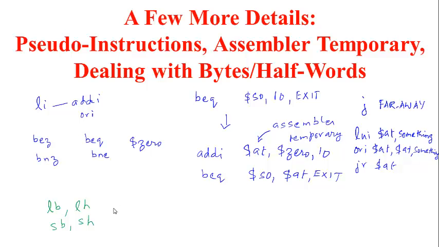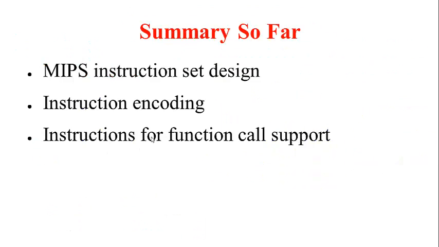Now for load, we have corresponding unsigned versions as well. Load byte unsigned, load half word unsigned. Now can you think of why we need separate signed and unsigned versions? Similarly, do you think we need instructions store byte unsigned, store half word unsigned? Why or why not?